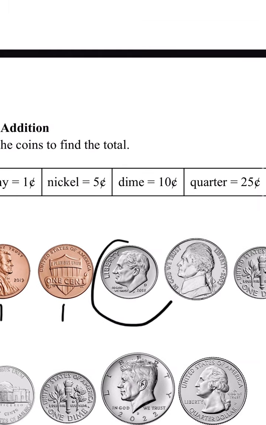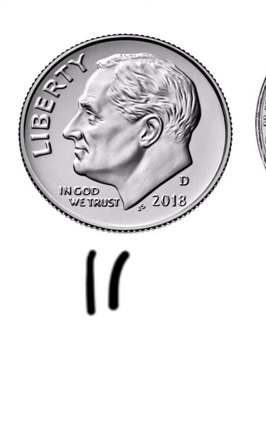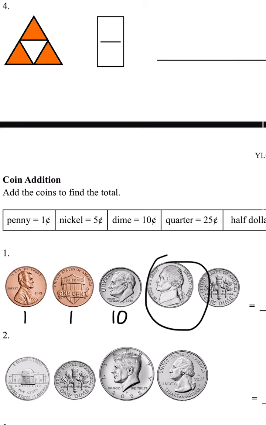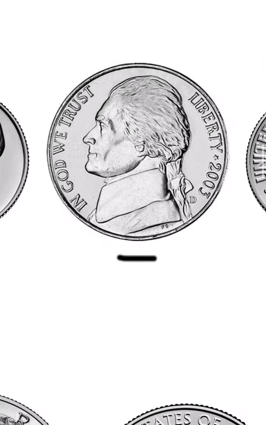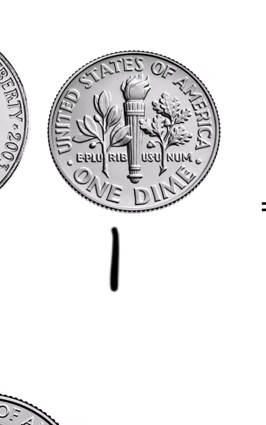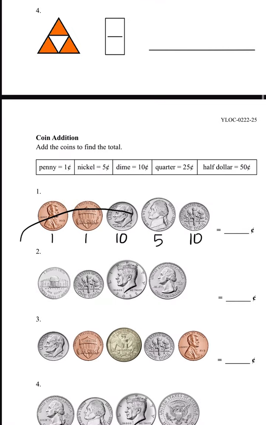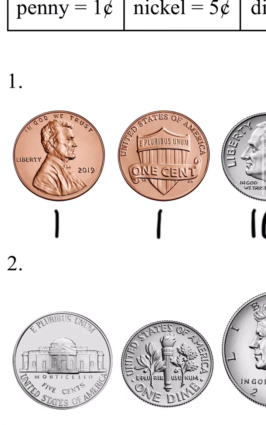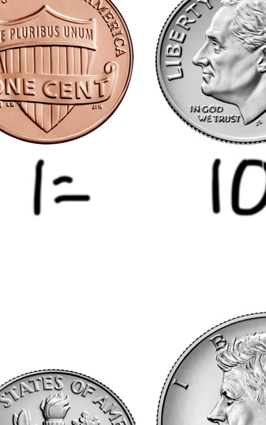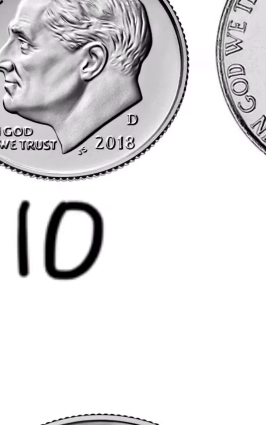And this one is dime, which is 10 cents. So we need to write 10. And then this one is 5 cents. And lastly, this one is 10 cents again. So now we need to add all of these numbers. So 1 plus 1 is 2. And 2 plus 10 is 12.